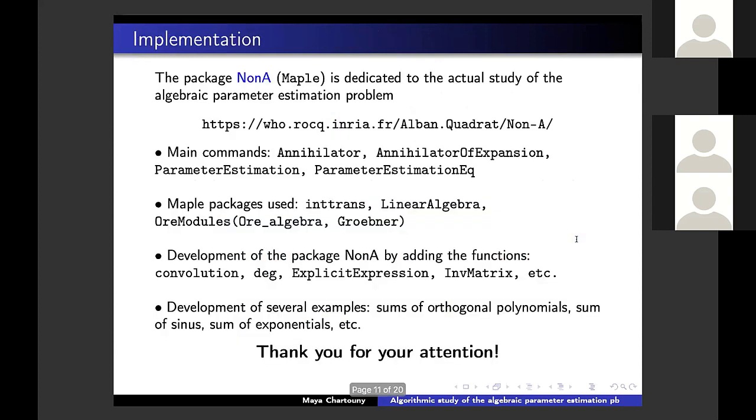We used a lot the package NonA in Maple, which is dedicated to the actual study of the algebraic parameter estimation problem. And here are some main commands and Maple package used. We developed a bit the package NonA by adding some useful functions, and we have added several examples. Thank you for your attention.